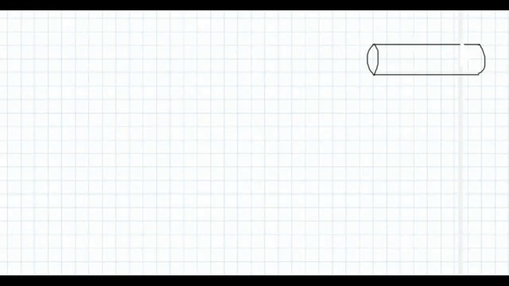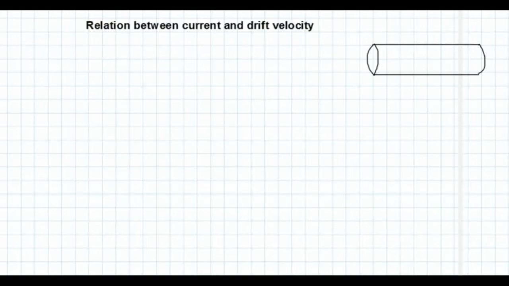Our discussion is about electric current. And we have seen that electric current is nothing but the flow of electrons. And today we will see the relation between this electric current and drift velocity. We have seen drift velocity is the average velocity with which electrons are drifted when a conductor is connected to a cell.